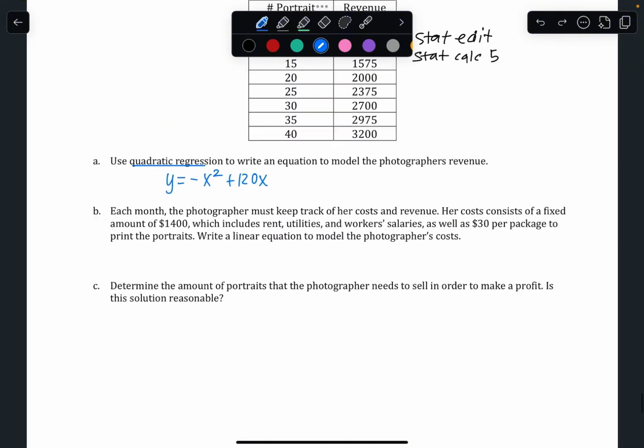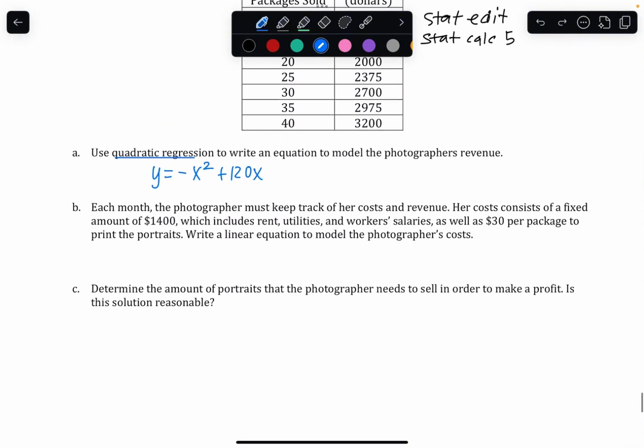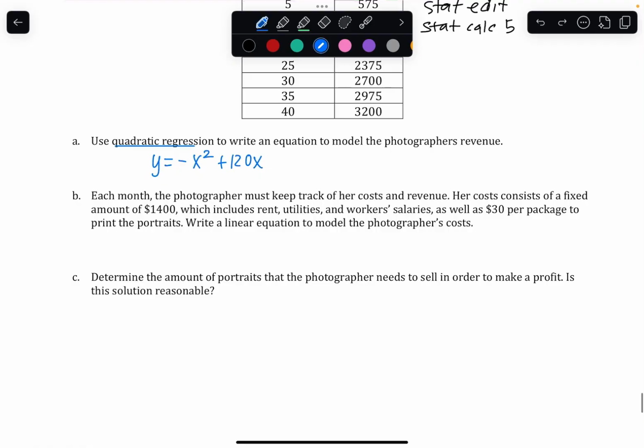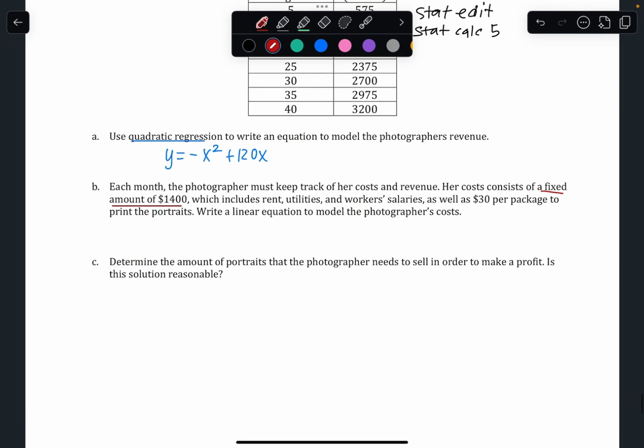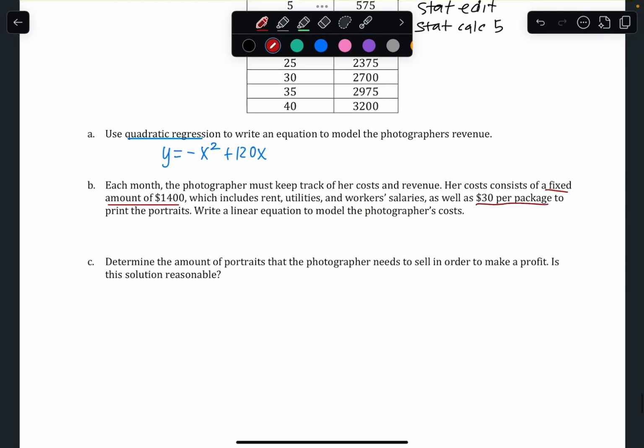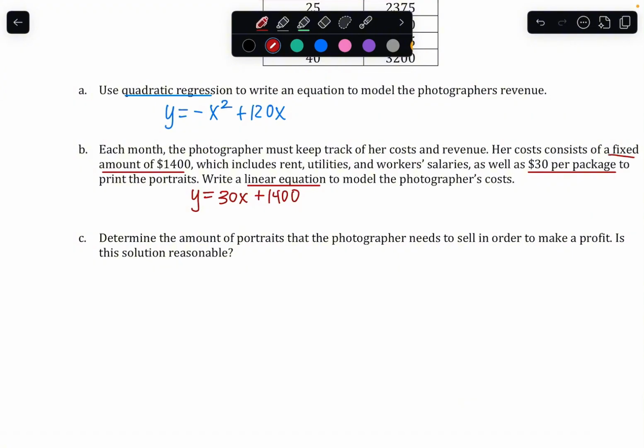Each month, the photographer must keep track of her costs and revenue. Her costs consist of a fixed amount of $1,400, which includes rent, utilities, and worker salaries, as well as $30 per package to print the portraits. Write a linear equation to model this cost. So our slope would be 30 because it's per package. And then the fixed amount would be our y-intercept. That fixed amount means it's not changing, so just 1,400.